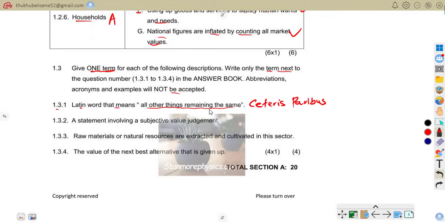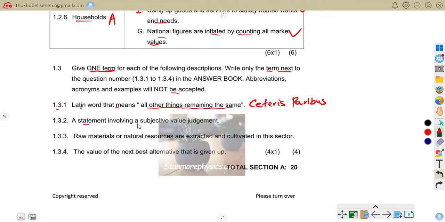Yes, it says all other things remain what? The same. For example, if the price of bread increases, demand will decrease. So it means that, and everything else is staying what? The same. So that is a ceteris paribus. Now let us move on to 1.32.